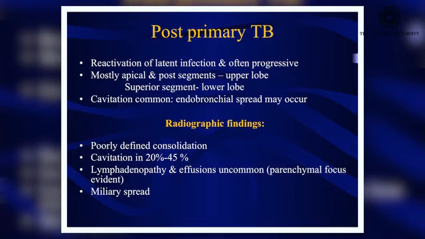Lymphadenopathy and effusions. Do you remember these two are very common in children? Lymph nodes and pleural effusion. But in adults, they are uncommon. And miliary spread can happen because if it is untreated, any TB can become miliary. Miliary spread occurs due to spread through the blood, hematogenous spread.